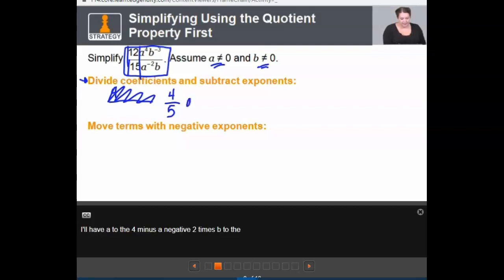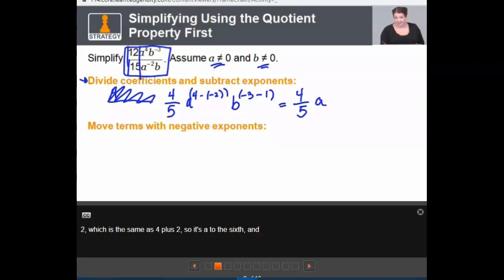And then I'll have a to the 4 minus a negative 2, times b to the negative 3 minus 1. So I end up with 4 fifths times a, and this is 4 minus a negative 2, which is the same as 4 plus 2, so it's a to the 6th, and then negative 3 minus 1, which is the same as negative 3 plus a negative 1, is b to the negative 4th.